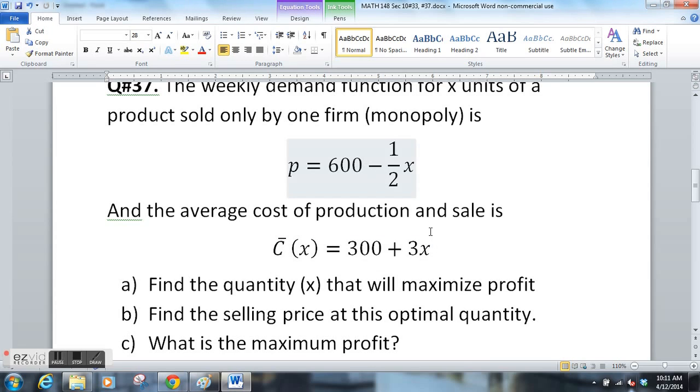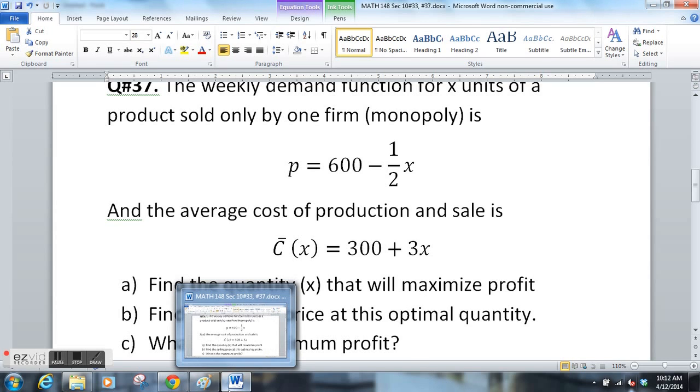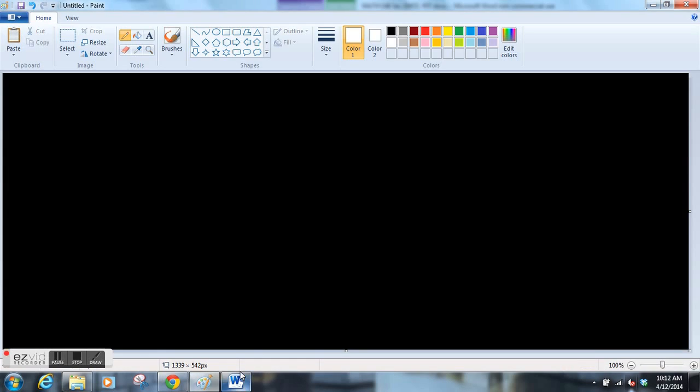What is the selling price? So how much should you charge in order to make a maximum profit? And then what is your maximum profit? So here's how you work this problem. It's a bit long, but we can do it. And I wanted to go over it with you so you can learn to be clever and solve problems like this. So we want to maximize profit.